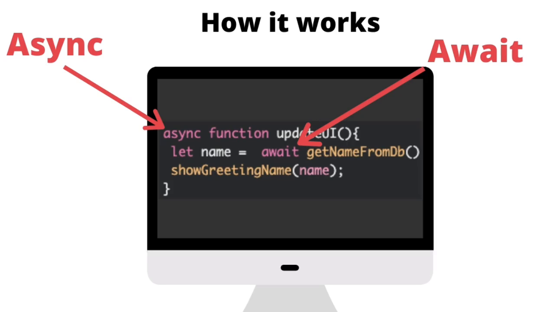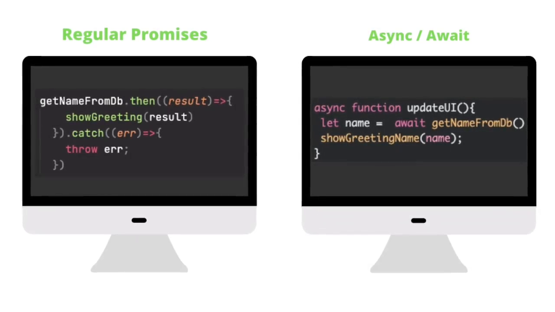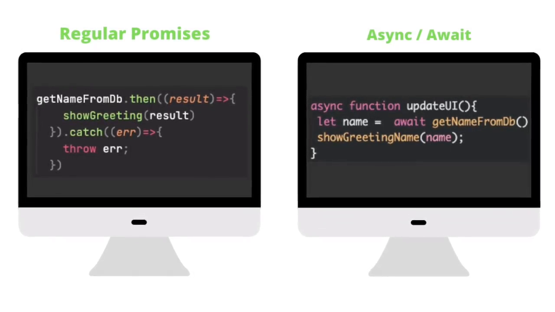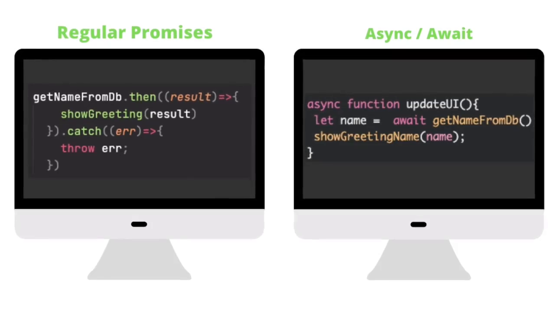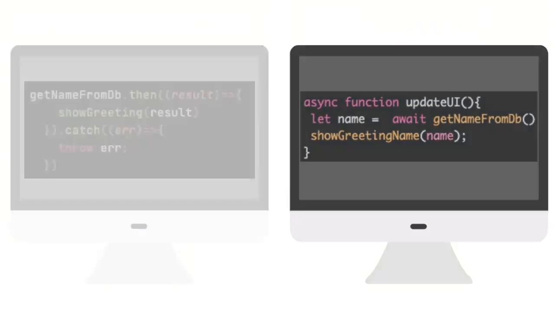Now notice how our async await code does the same thing that the regular promise syntax does, but it just looks easier to read. And also notice how it's very similar to that incorrect code that we talked about earlier.